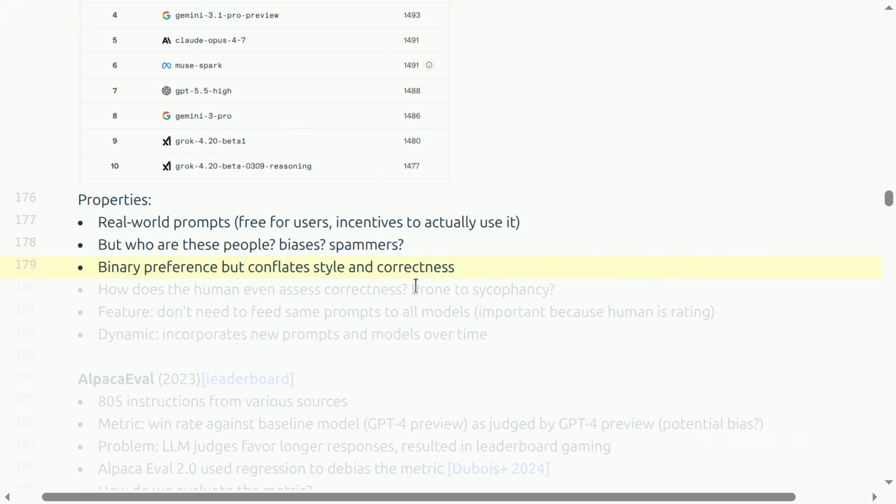There's another issue, which is that the binary preference, which is better, A or B, is very nice and simple and feeds into this rating, but does conflate style and correctness. So ELO ratings for chess make a lot of sense because the only thing that matters is did you win. But which one is better is much less clear cut.